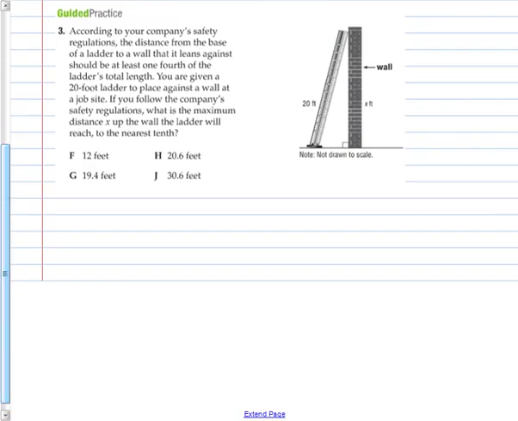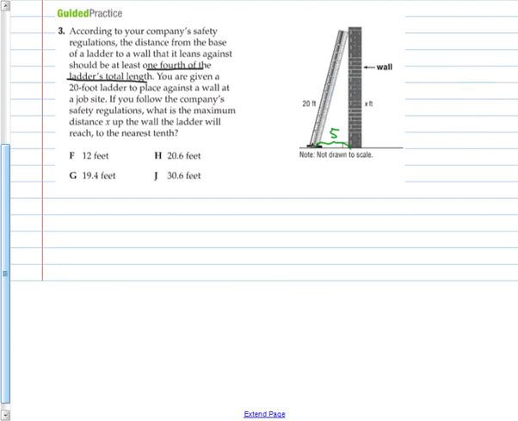According to your company's safety regulations, the distance from the base of a ladder to a wall that it leans against should be at least 1/4 of the ladder's total length. You are given a 20-foot ladder. How far away do you have to put it? How much? 5 feet. 1/4 of 20 is 5. You've got to put it at least 5 feet away.